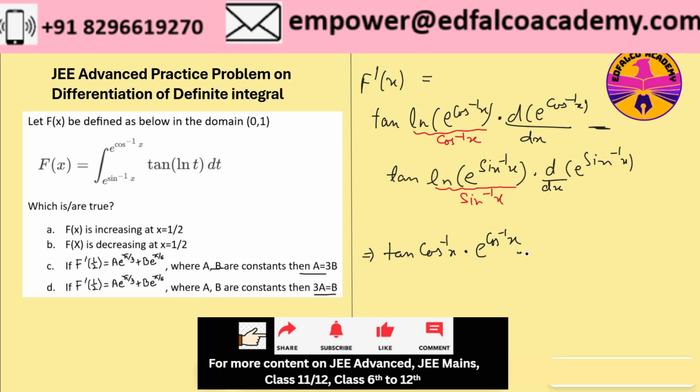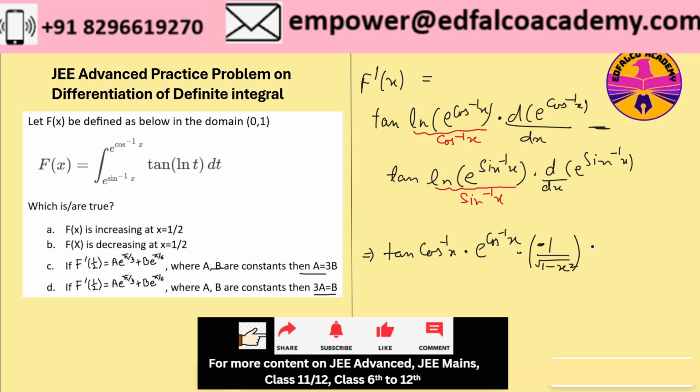You already know the differentiation of cos inverse x comes out to be minus 1 upon root under 1 minus x square. So this is the differentiation of cos inverse x. Remember there is a minus sign over here. So this is what we are getting for the first part.